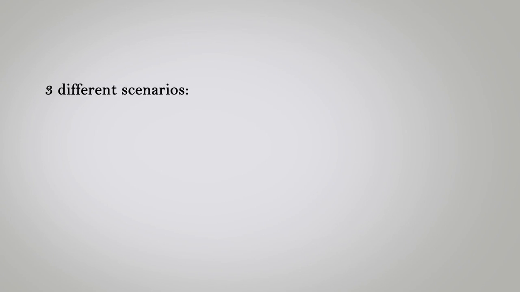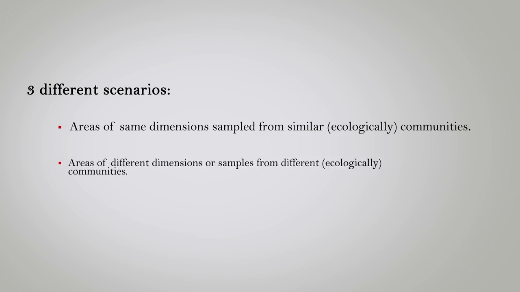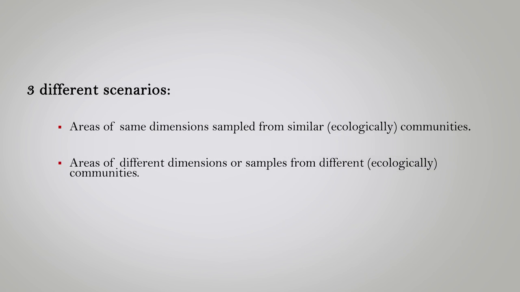We could have three different scenarios. The first one is that we have areas of the same dimension sampled from similar ecological communities. The second one is that we have areas of different dimension or samples from different ecological communities. The third scenario, which is very frequent, is that we have small samples, with a number of individuals lower than 100 or 200.